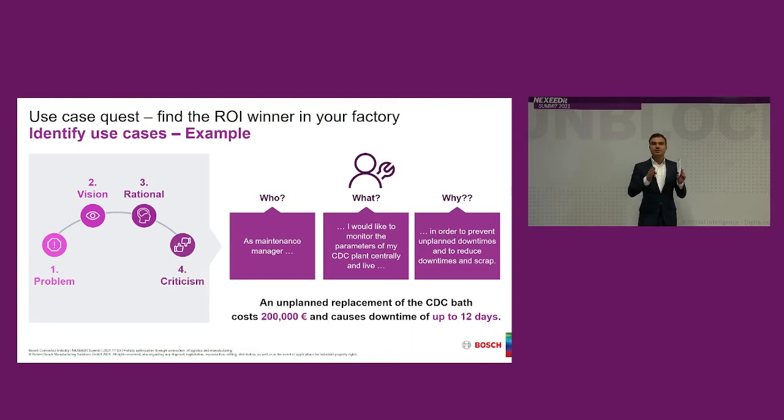Very easy, 3 steps. Who, what, and why. I have an example. As maintenance manager, I would like to monitor the parameters of my CNC plant centrally and live in order to prevent unplanned downtimes and to reduce downtimes and scrap. So very easy, we have a persona, who, what needs to be done, and the why we are spending so much effort to implement the use case. And in addition, we have a cost indicator, which gives us a first hint for our prioritization.